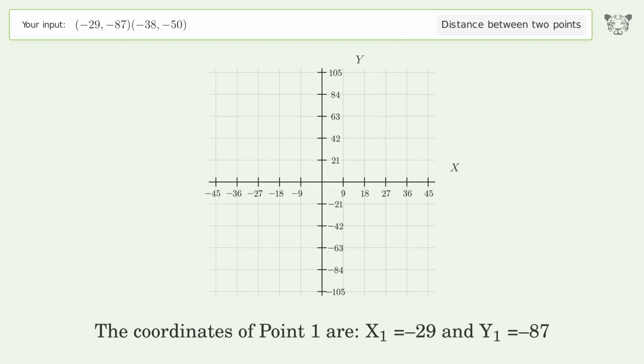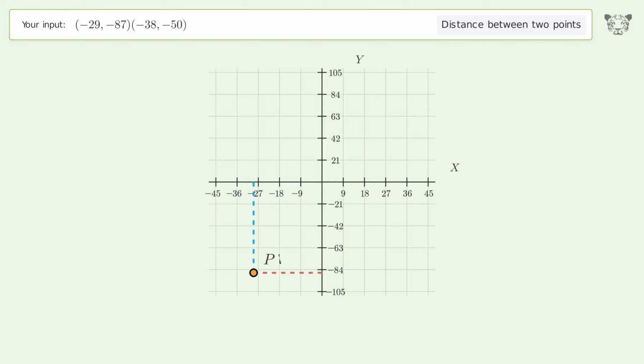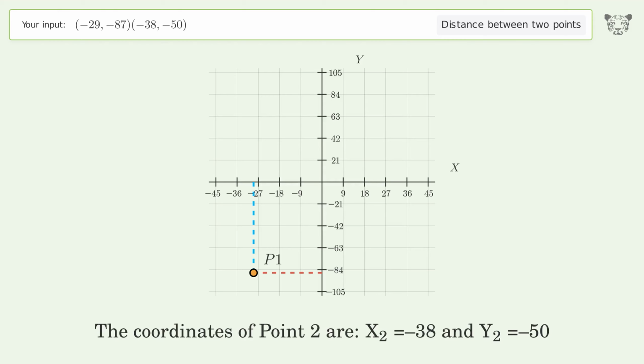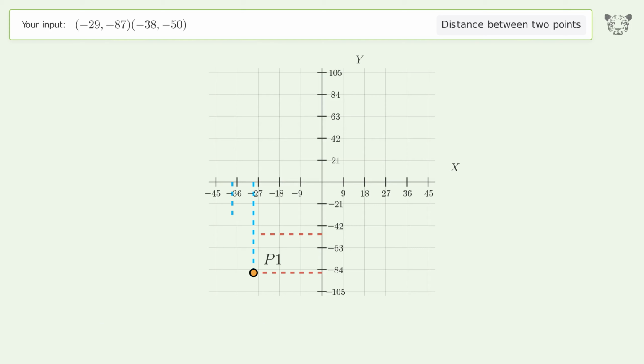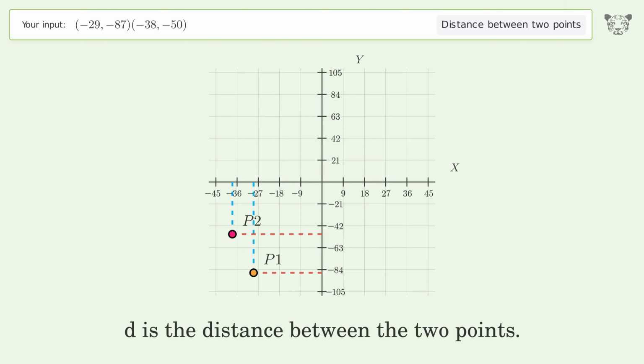The coordinates of point 1 are x1 equals -29 and y1 equals -87. The coordinates of point 2 are x2 equals -38 and y2 equals -50. D is the distance between the 2 points.